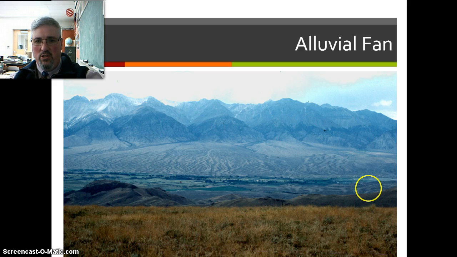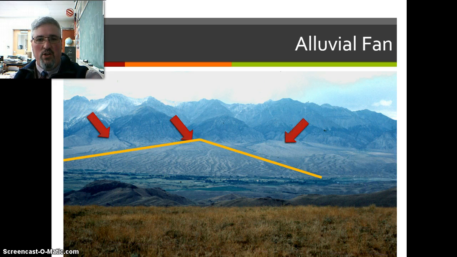And here's another picture, different area. You can see there's an alluvial fan here. There it is right there, big triangular shaped pile. And then there are 2 other ones here.